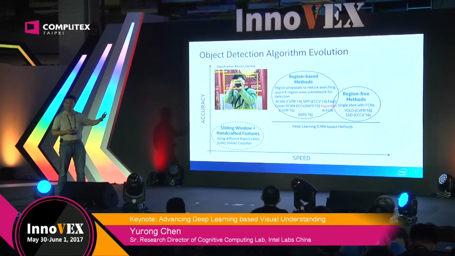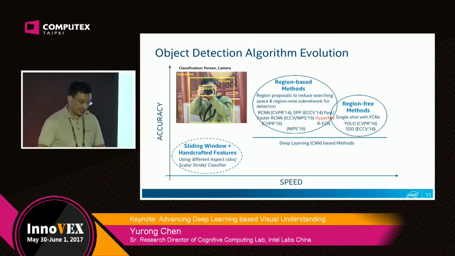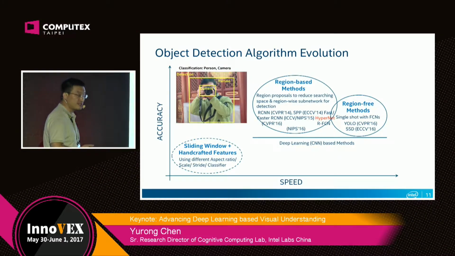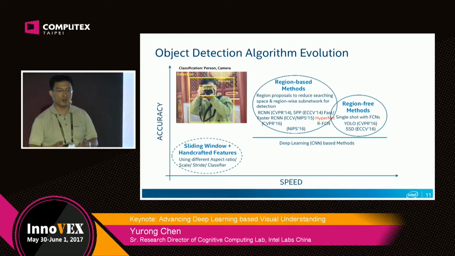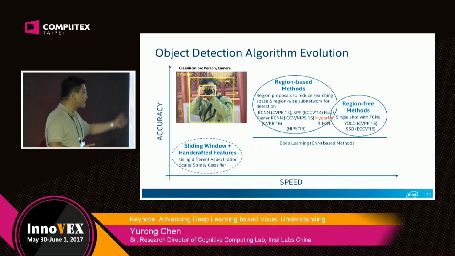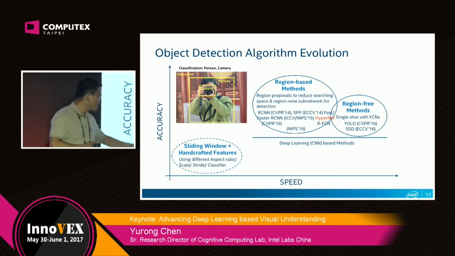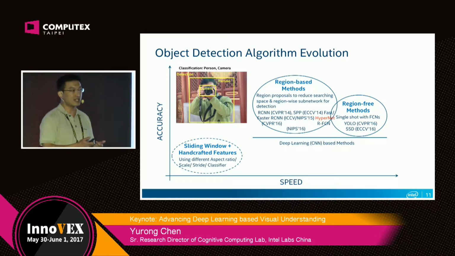Current top deep learning-based object detection solutions can be divided into two families. The first family is region-based methods, which use region proposals to reduce the searching space of objects, and use a region-wise subnetwork to classify and refine region proposals to get final detection results. This family includes the famous R-CNN, SPP, Fast R-CNN, our invented HyperNet, R-FCN, and so on. These methods can achieve very high accuracies, but their speed is relatively slow.